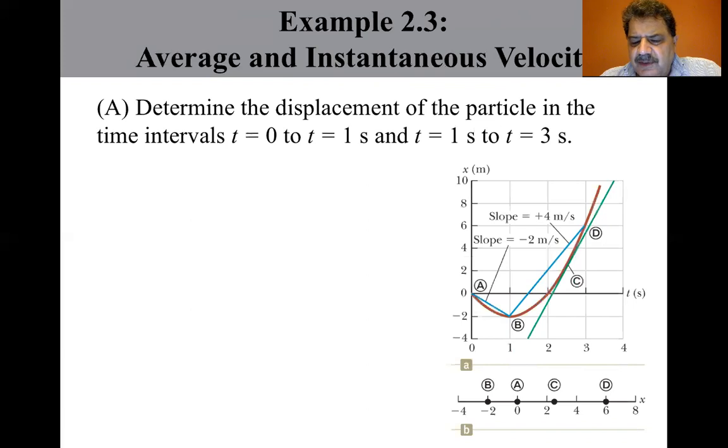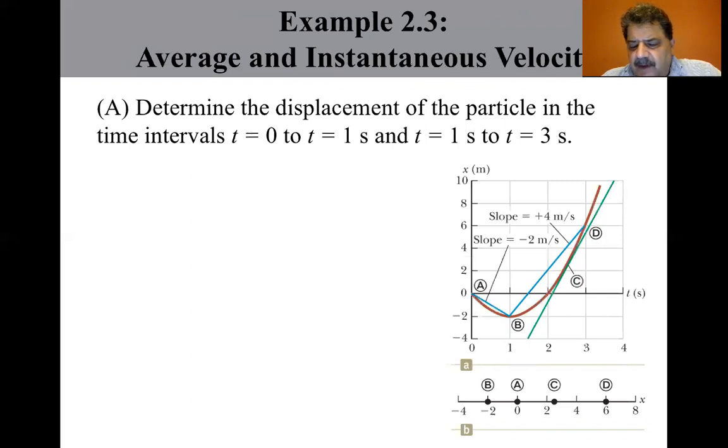At t equals 0, is it moving to the right or to the left? It looks like it's moving negatively. During the first time interval, the slope is negative, and hence the average velocity is negative. Therefore, we know that the displacement between A and B must be a negative number having units of meters. Similarly, we expect the displacement between B and D to be positive.